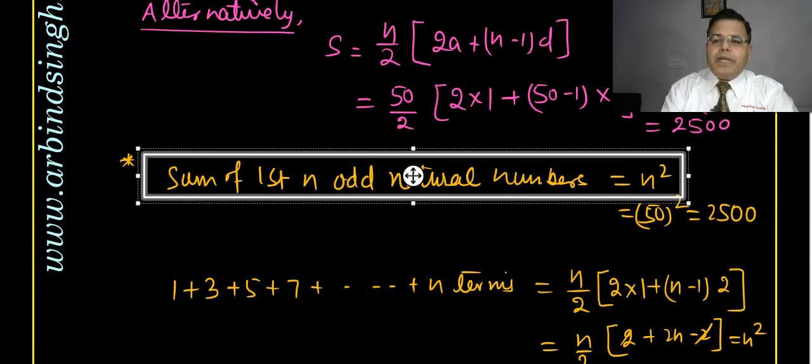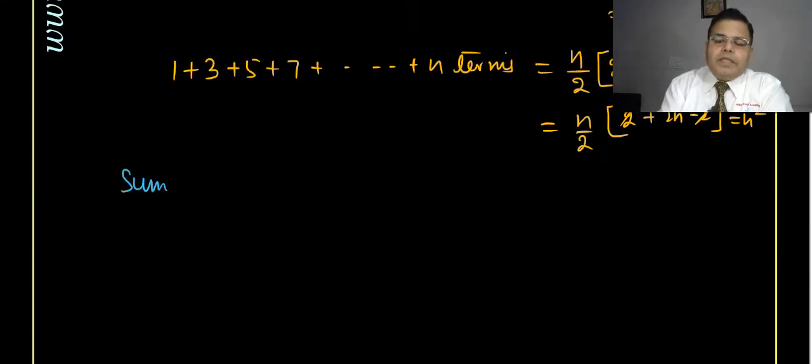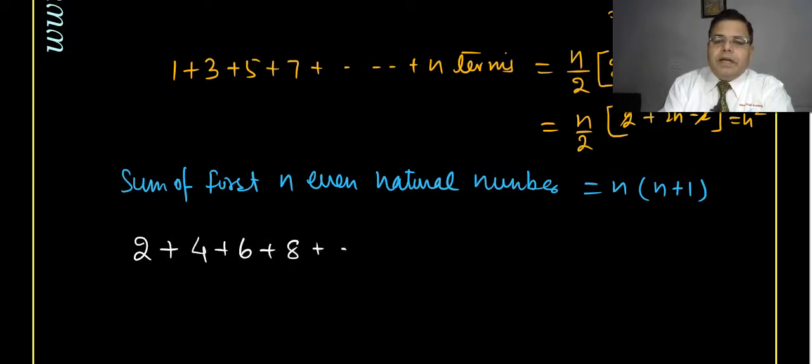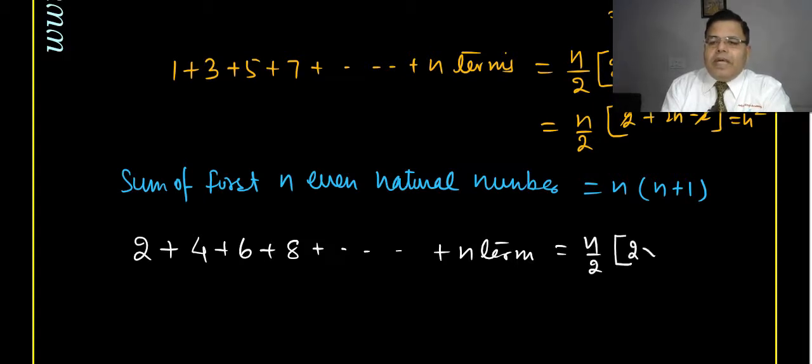Okay, similarly, the sum of first n even natural numbers is equal to n into (n plus 1). How is that? Let me explain it. The first even natural number is 2, so 2 plus 4 plus 6 plus 8 up to n terms, number of terms is n. So here we can use n by 2 (2a plus (n minus 1) d). a is 2, nothing else, and d is 4 minus 2, which is 2. So d is also 2.